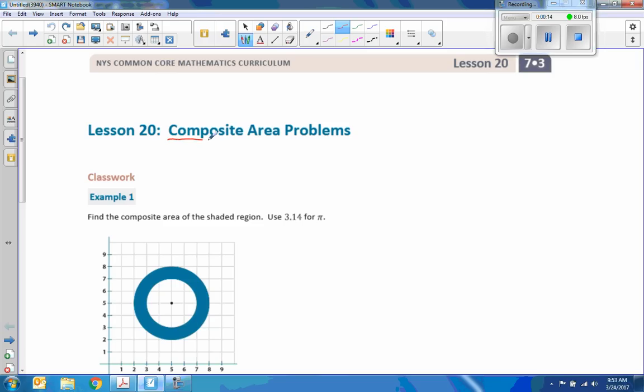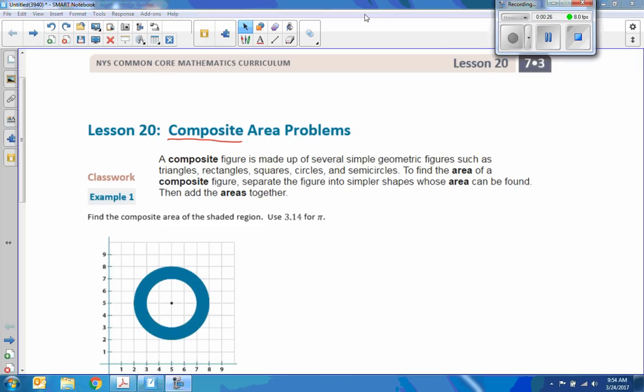So, the first thing I'm looking at here is the word composite. I'm going to pause the video, go get you the definition, and I'll drop it down in here so we can take a look at what the word composite means. Okay, so here we go.